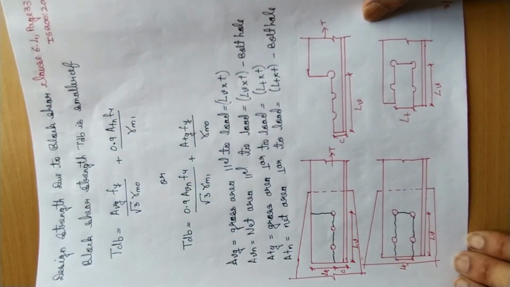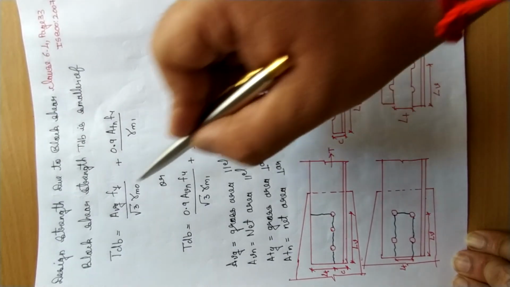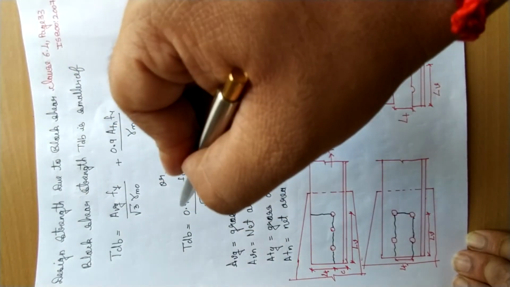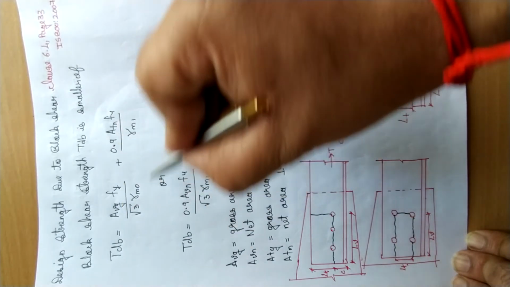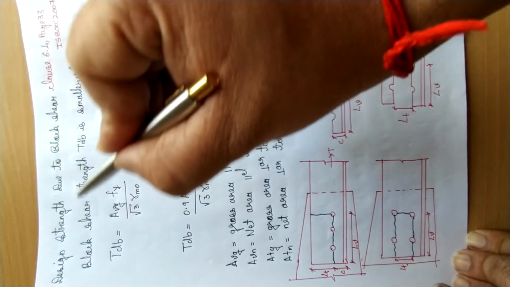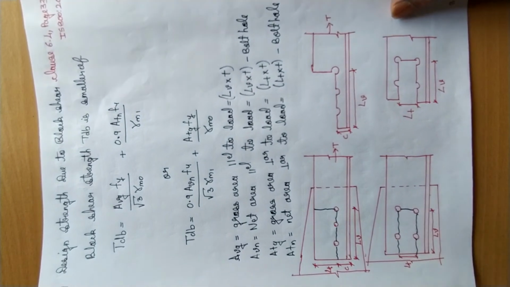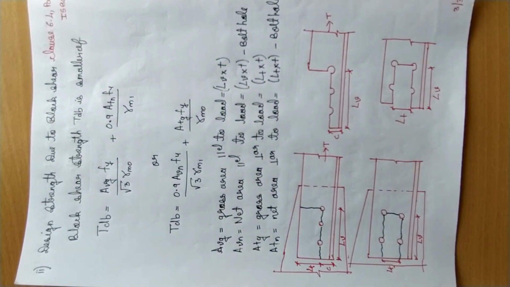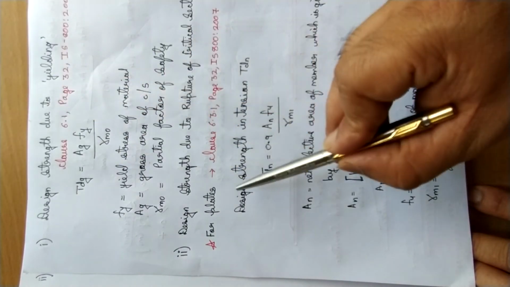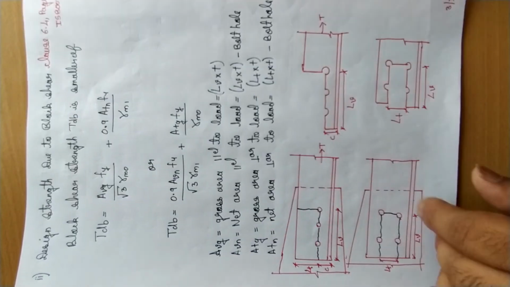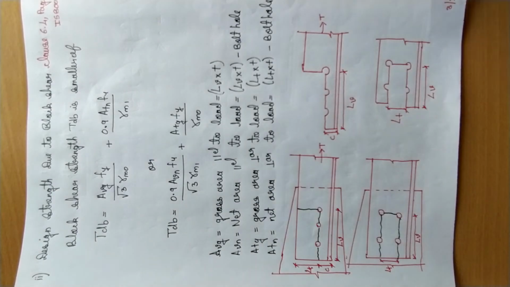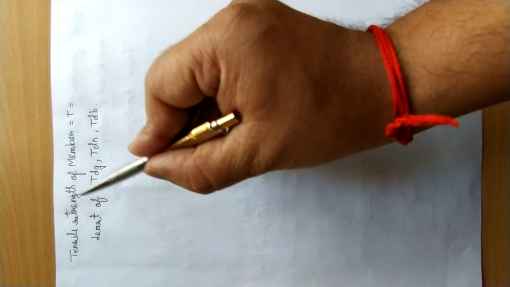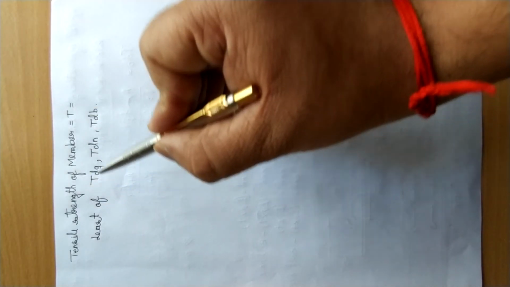This is the process. This has to be substituted here and we have to check which is the least. We will get 2 answers, one for this, one for this. Whichever is least is the answer for the design block shear strength. Once we get the answer for all the 3, first is due to gross yielding, second is rupture of critical section, and the third is due to TDB. Then the tensile strength can be computed. Tensile strength T is equal to the least of TDG, TDN and TDB.